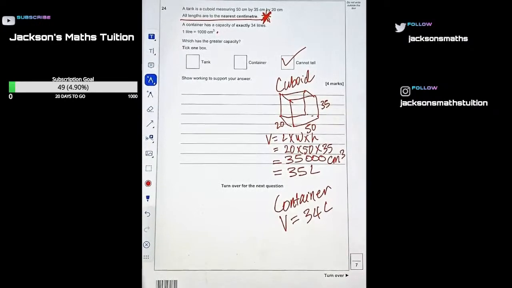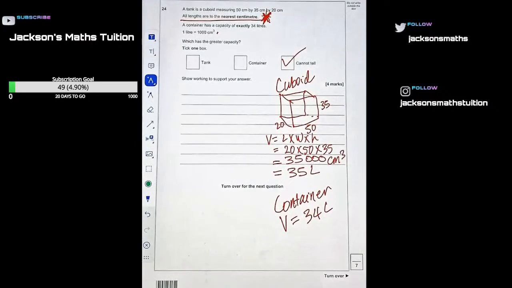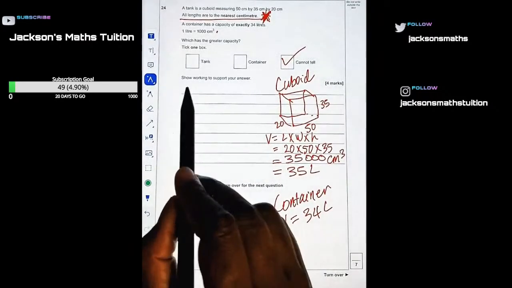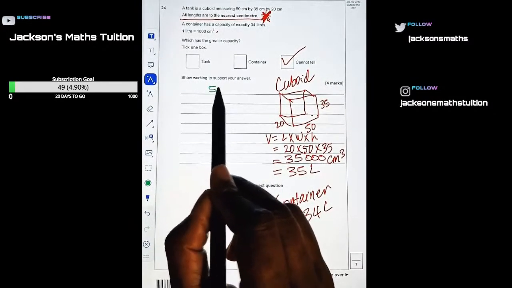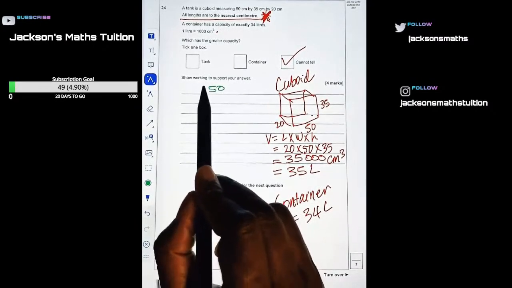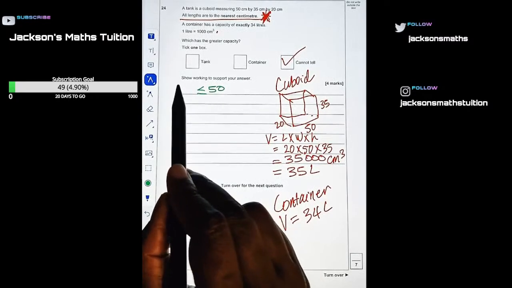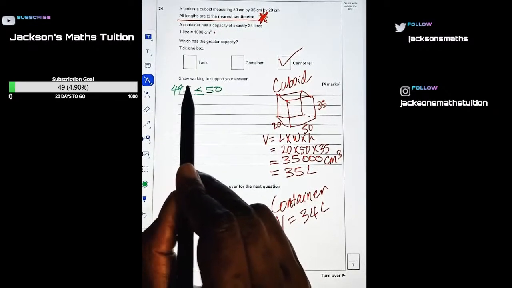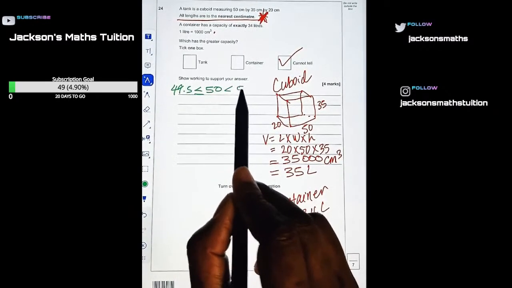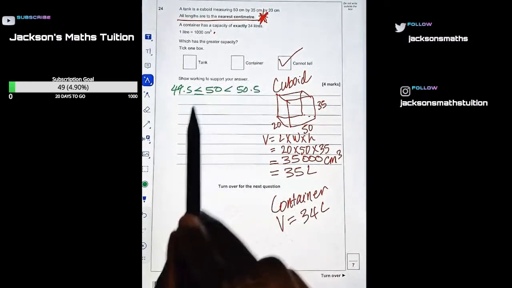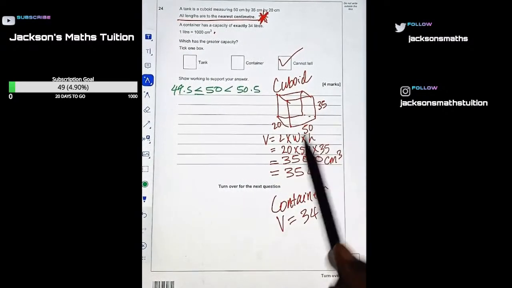So these numbers, if I write down the error interval, they were rounded to the nearest centimeter. So for 50, if it's to the nearest centimeter, it would have to be greater than or equal to 49.5 and less than 50.5. That will be the error interval for the 50 centimeters.